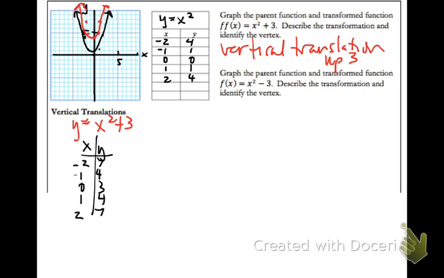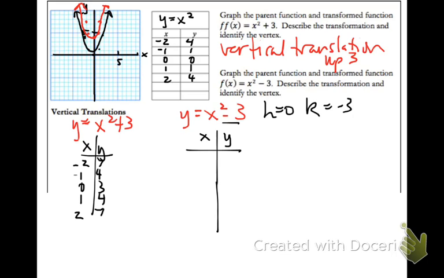So this is a vertical translation up 3. And now let's graph the function y equals x squared minus 3. So we'll look, our h value is 0, k is negative 3, so that is our vertex, (0, -3). Two values to the left, two to the right. Plug in 1, square it, subtract 3, we get negative 2, and then 1, negative 2, and 1.